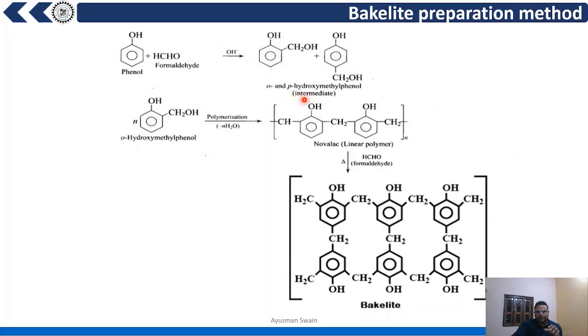Ortho or para hydroxy methyl phenol. This product will form. Then selectively you take one ortho product and you get novolac. Again from novolac you react to treat that with formaldehyde to get Bakelite. So this whole step you have to write in your exam when it is asked to write the preparation and use of Bakelite. So this reaction actually it carries much more marks.